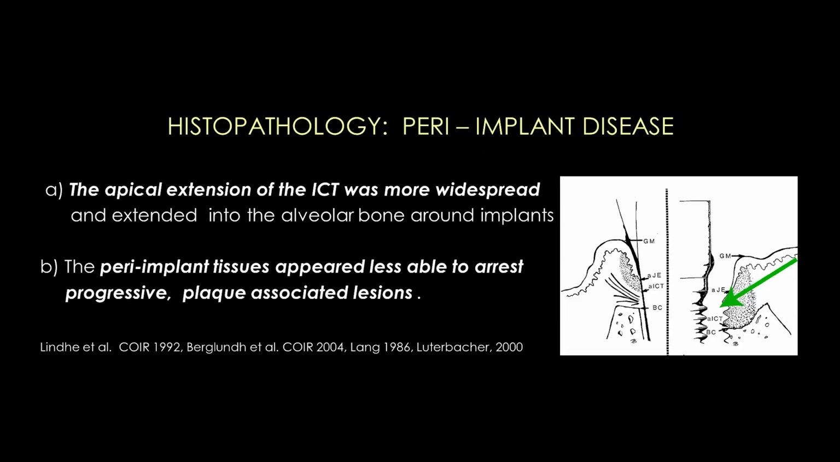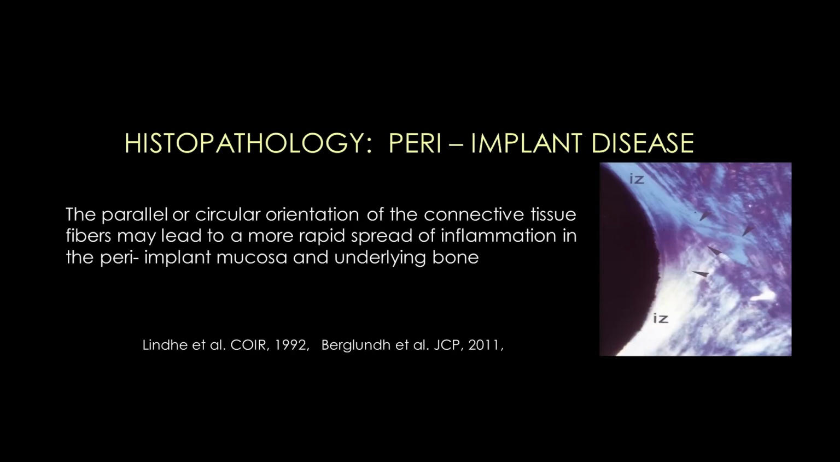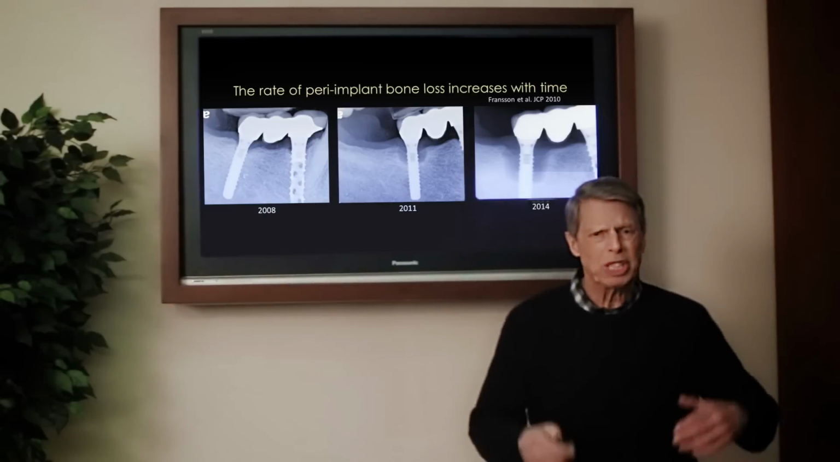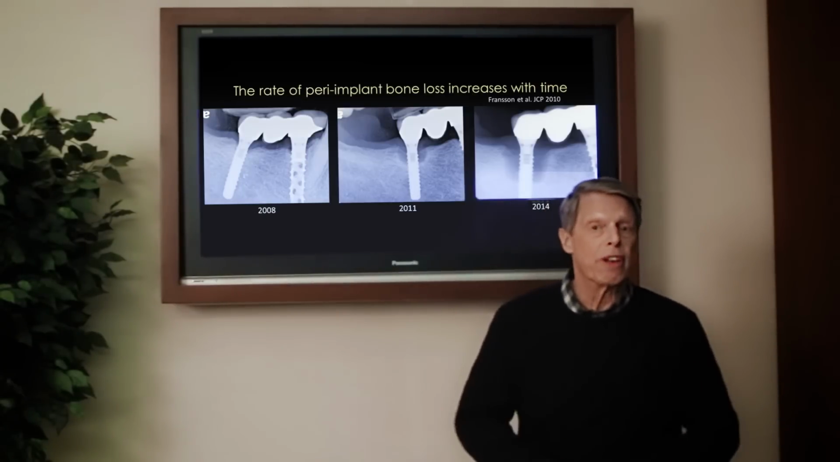Whereas around an implant, we don't have these perpendicular connective tissue fibers, and we also don't have a periodontal ligament. Thus, the apical extension of the inflammatory cell infiltrate is more widespread, and it extends into the alveolar bone around the implants. And the peri-implant tissue is less able to arrest progressive plaque-associated lesions. If we take a look at this histological photograph here, we can see the parallel or circular orientation of the connective tissue fibers may lead to a more rapid spread of the inflammation in the peri-mucosa. And because we get this more rapid spread, we see rapid bone loss very quickly.